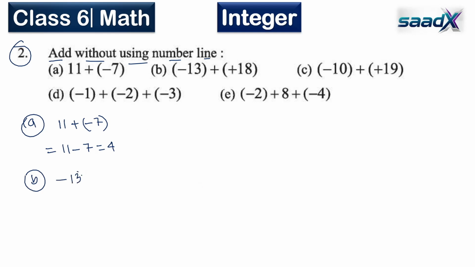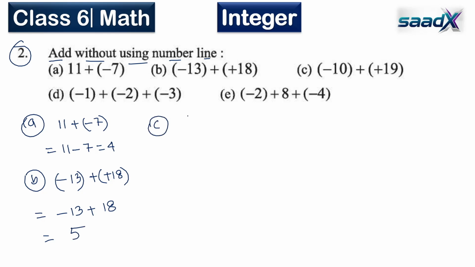Number B, minus 13 plus 18. So what will happen? This one is minus 13. Plus and plus, it should be plus, then 18. Our answer is what? Minus 13 plus 18, it will be 5.